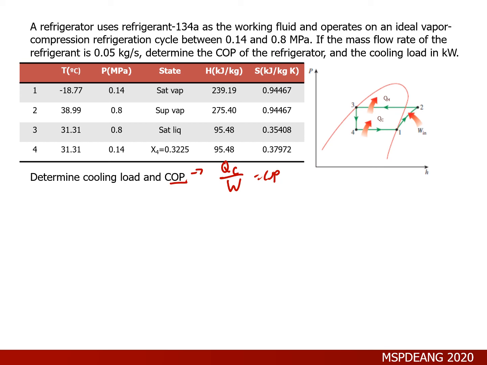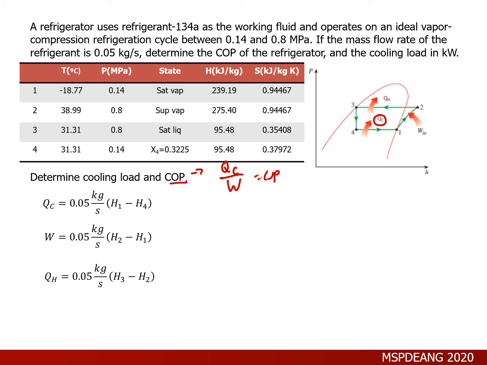So to determine the cooling load, the cooling load is based on QC. Okay? So this is equal to the mass flow rate of the refrigerant times H1 minus H4. So QC is always H1 minus H4, specific QC, times m dot. Tapos the work, syempre sa compressor lang siya, so mass flow rate times H2 minus H1.